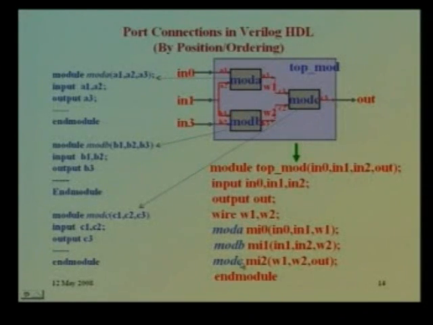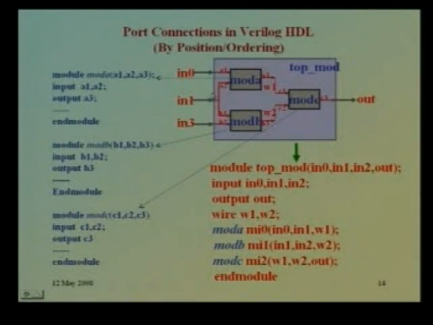This is by position. See module A, for example: how have I declared A1, A2, A3? You come to module A first, and go to B and C later. The position or order is A1, A2, A3. You see how A1 is connected here? A1 is connected to in0, right?